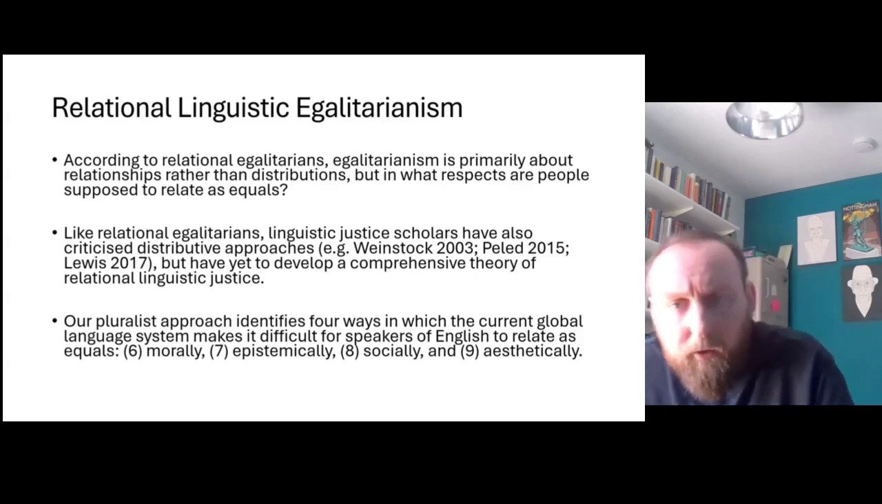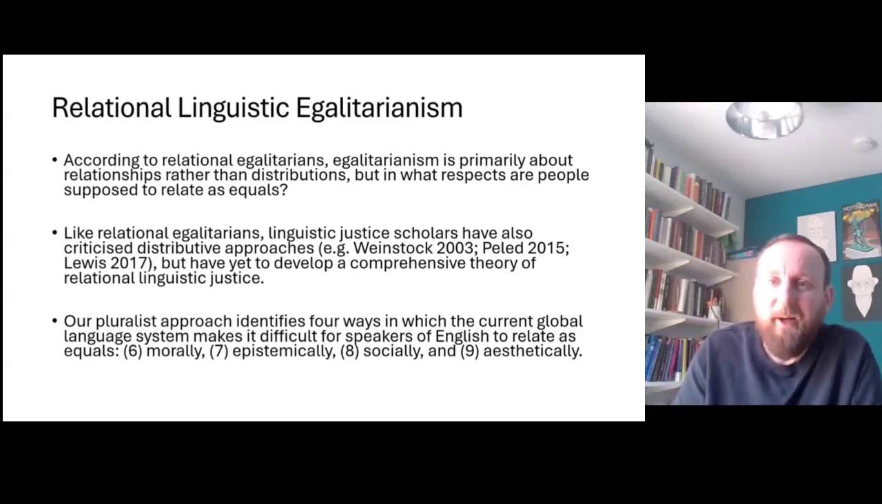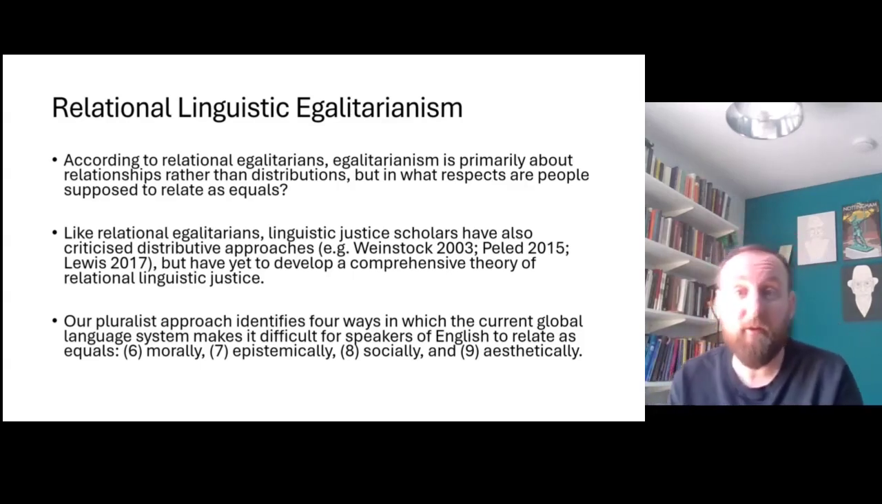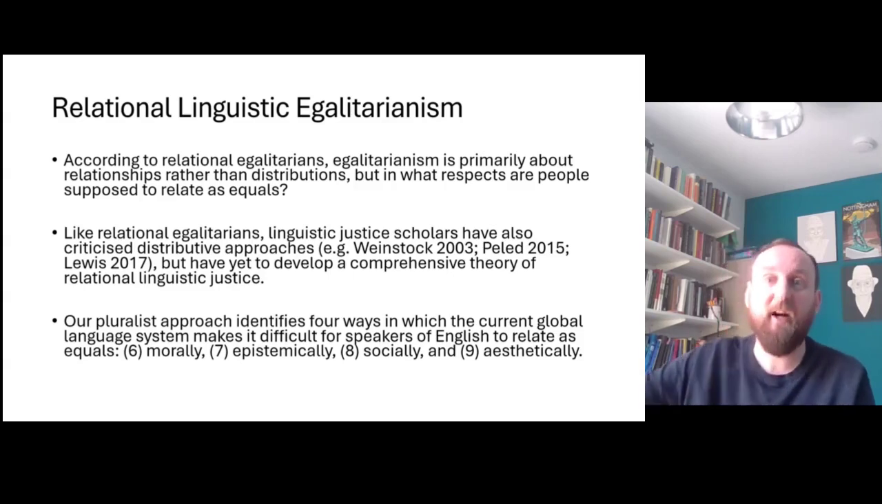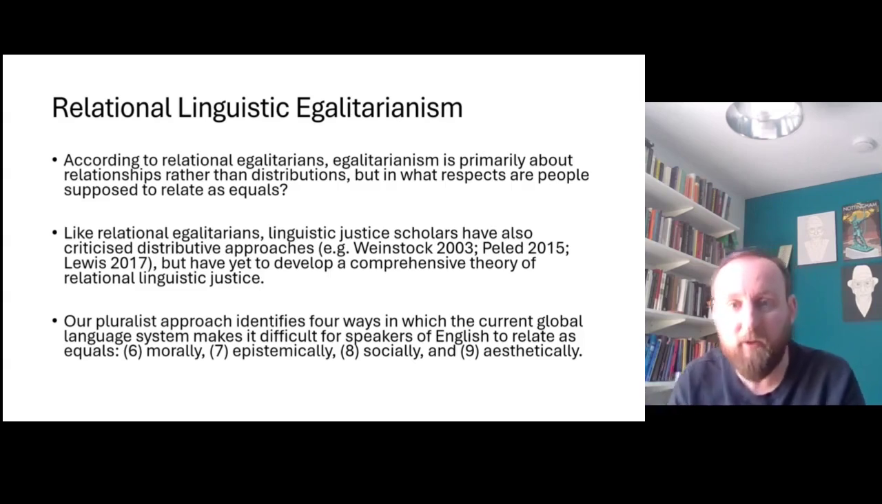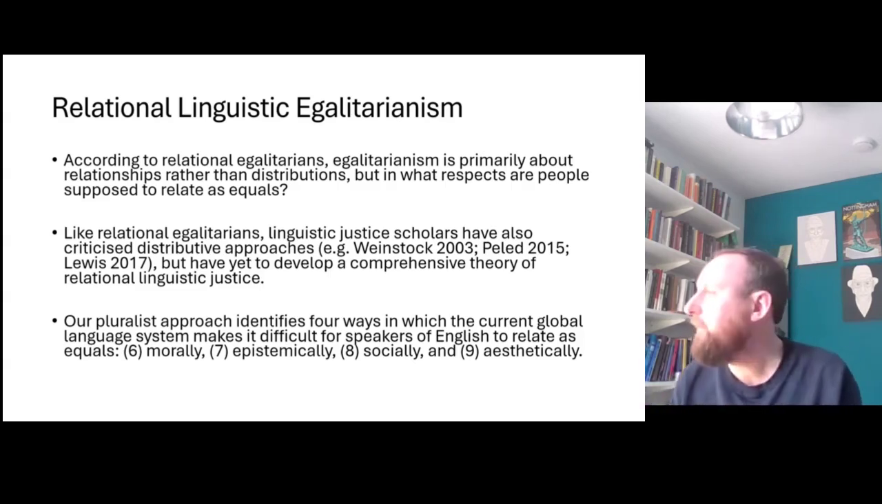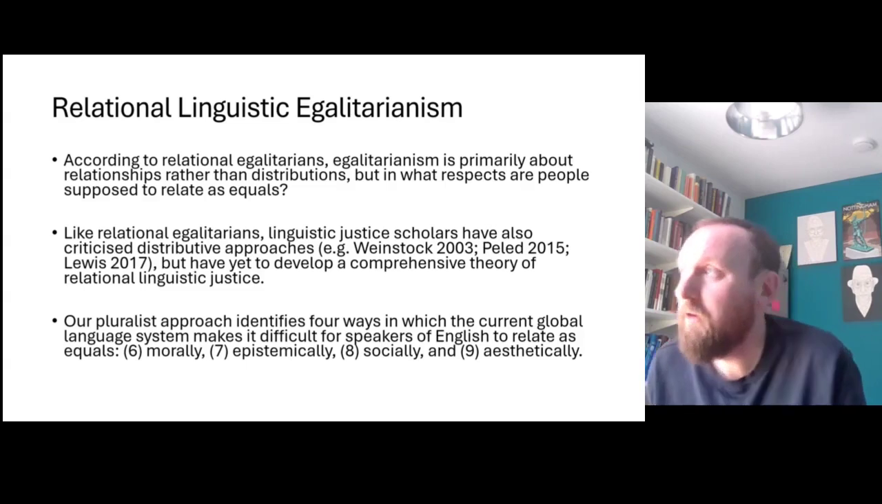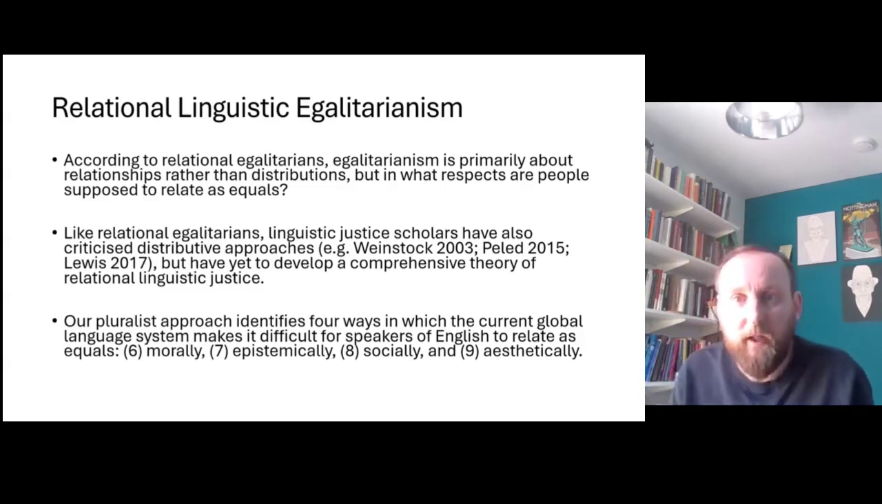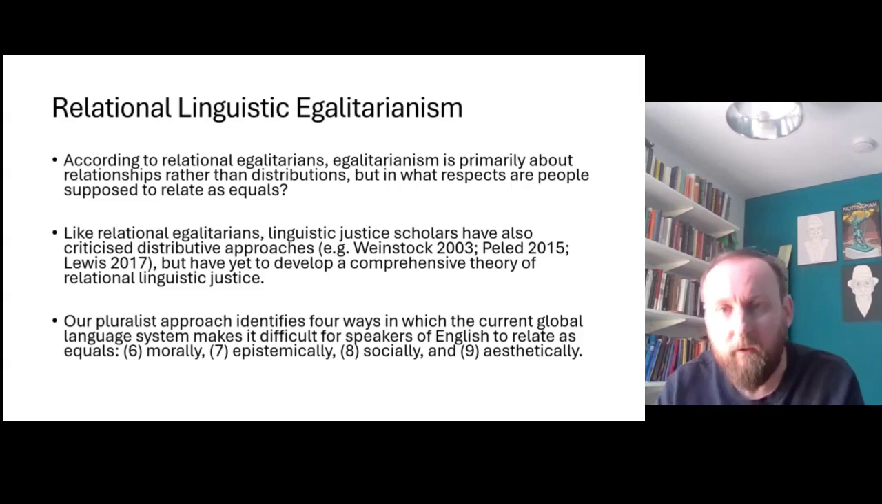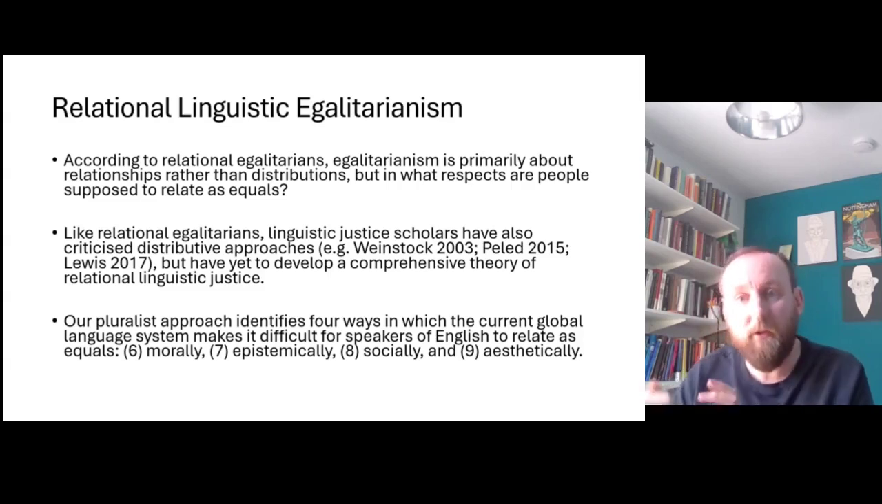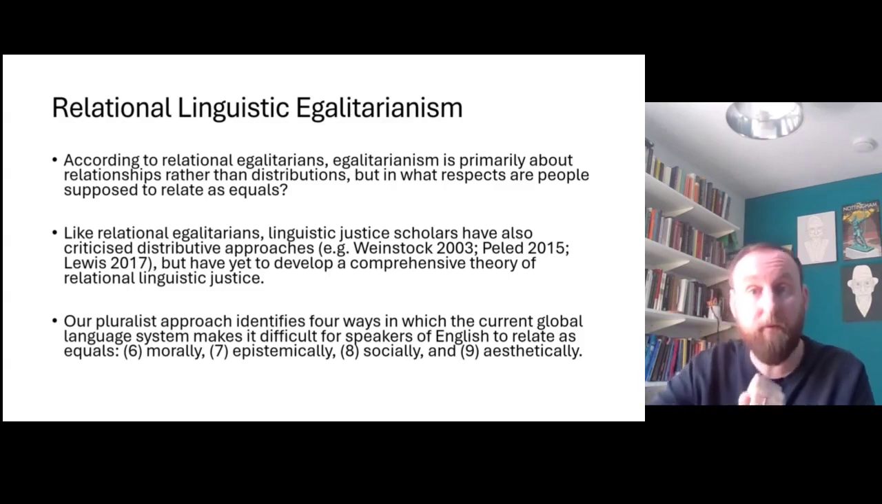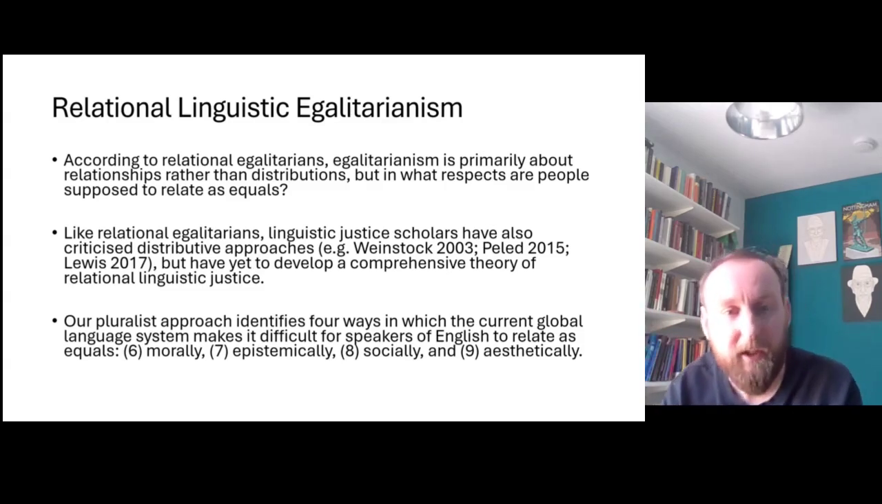Interestingly, a number of linguistic justice scholars have also expressed dissatisfaction about the distributive paradigm in theorizing about linguistic justice. So they've criticized what I think of as dominant distributive approaches, but those thinkers haven't yet developed a full relational theory of linguistic justice. And so the thing that we're trying to do in this paper is to sketch out what such a theory might want to include by focusing on this special case of the relationships amongst English speakers.